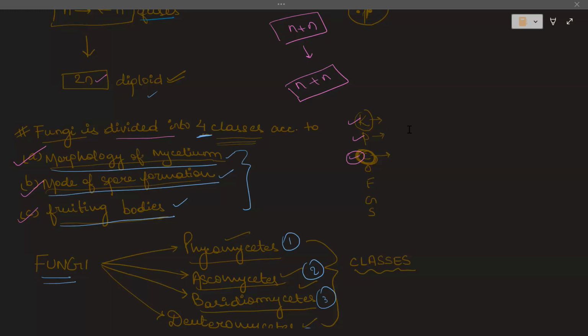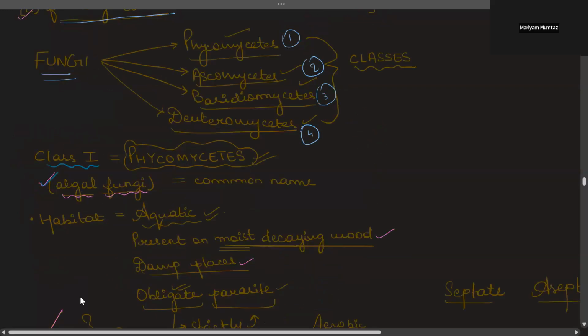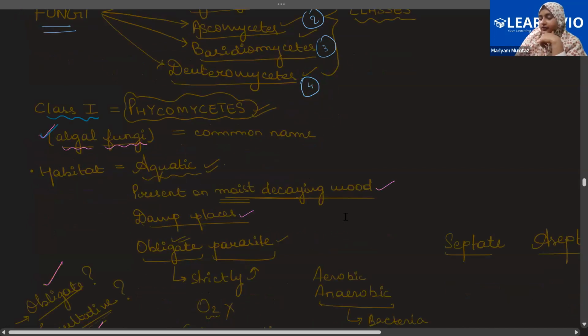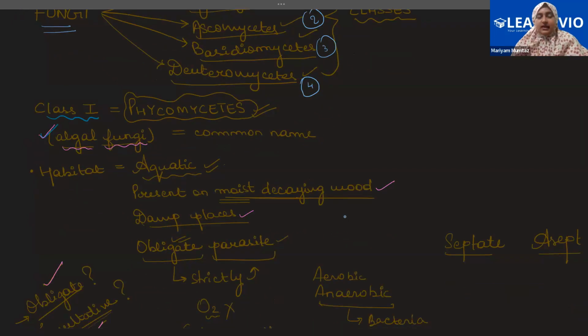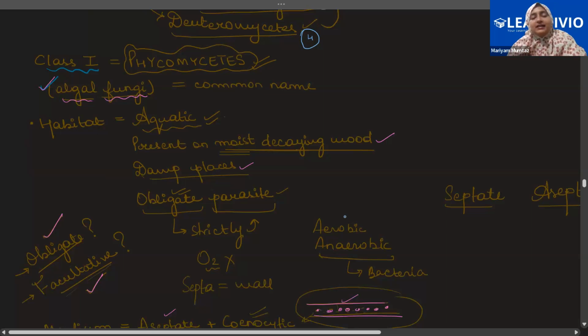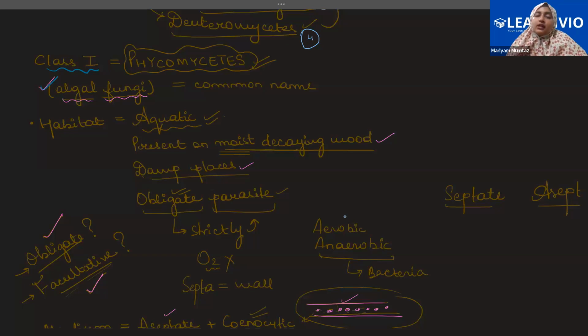Okay, good. Now moving forward, we'll talk about each of the classes that are there. So the first class is Phycomycetes. Phycomycetes is commonly known as algal fungi. The habitat is aquatic, meaning that it is found in water bodies. It is present on moist, decaying wood also, in damp places. And the Phycomycetes members are obligate parasites. Obligate parasite means they are strictly parasitic in nature.